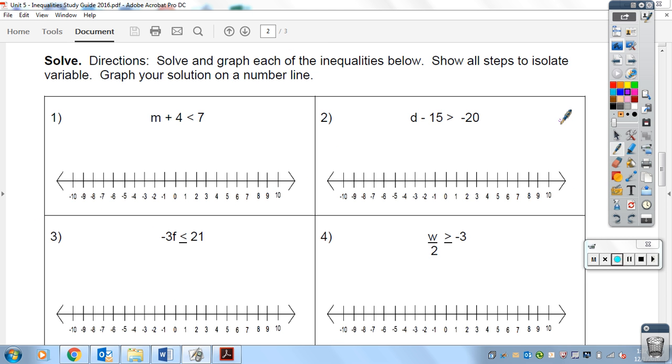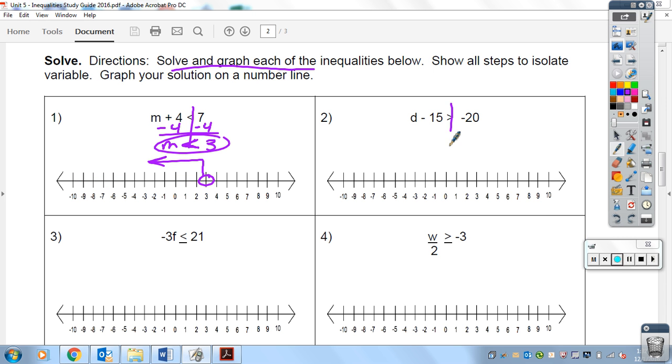This question has you solve and graph, show all steps, graph on the number line. I'm not ready to graph this yet until I solve it. It's still split down the middle, minus 4, m is less than 3. I go to 3, open circle, m is on the small side, so I go to the left direction, or you could shade that way. I'm kind of partial to going up and over at this point.